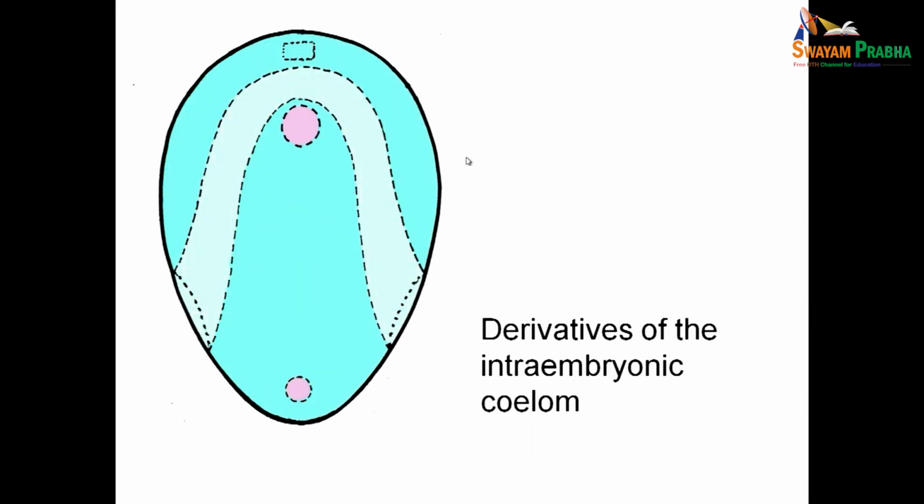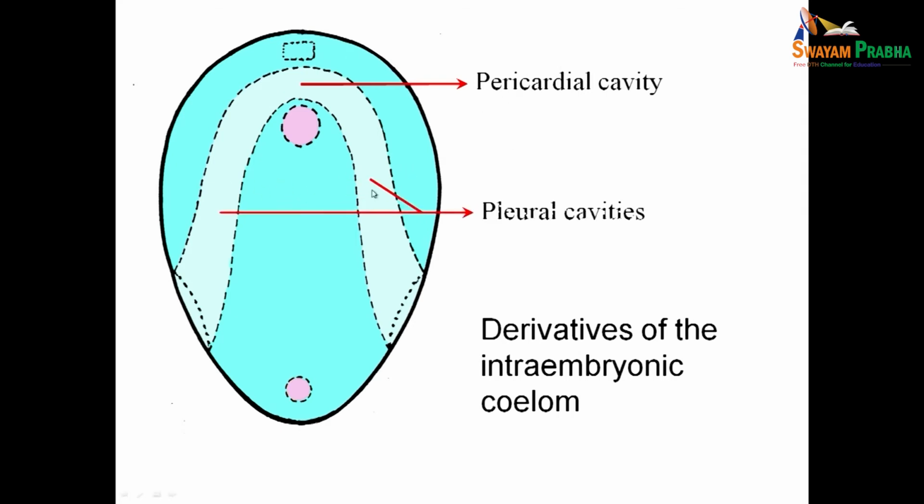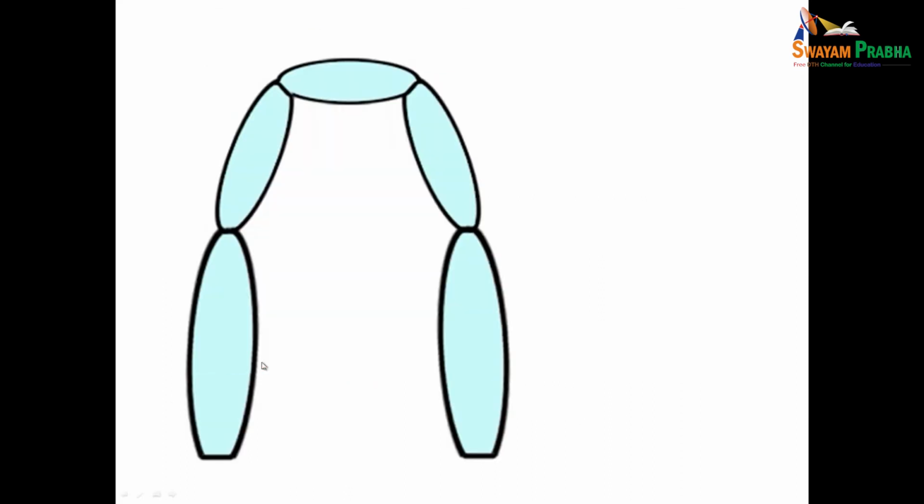So, the derivatives of the intraembryonic coelom. This is a U-shaped tube, and what are the derivatives? In the cephalic region, it gives rise to the formation of the pericardial cavity. In between you can see the pleural cavities being formed, and more towards the caudal region you have the formation of the peritoneal cavity. So, this is how all these three cavities are formed from the intraembryonic coelom.